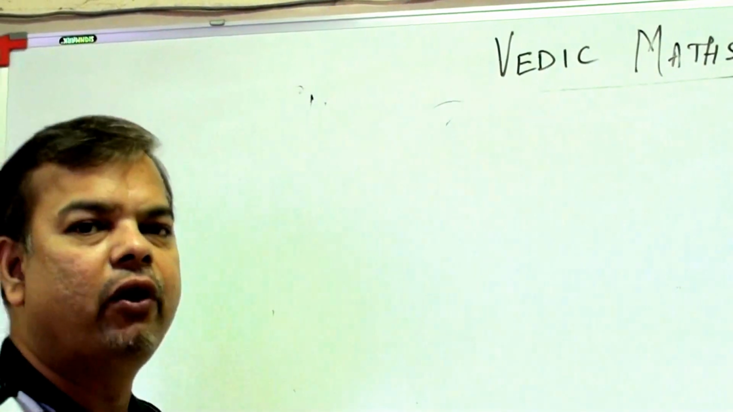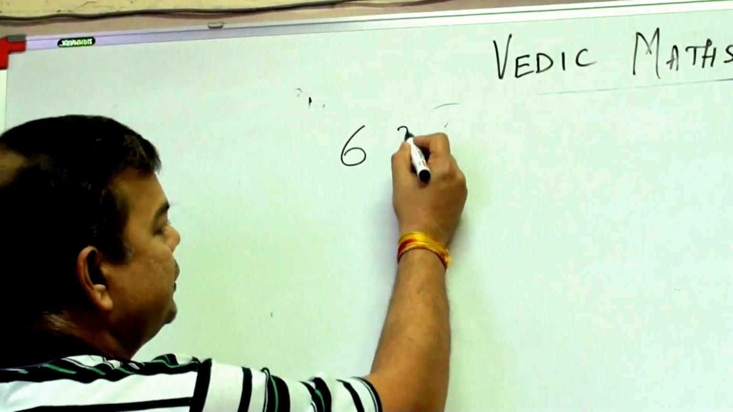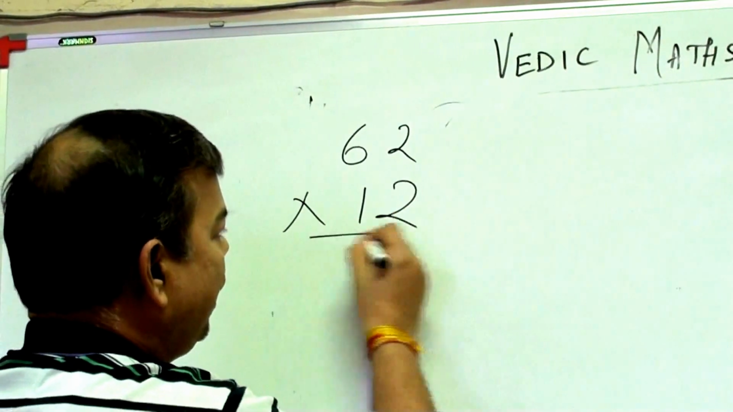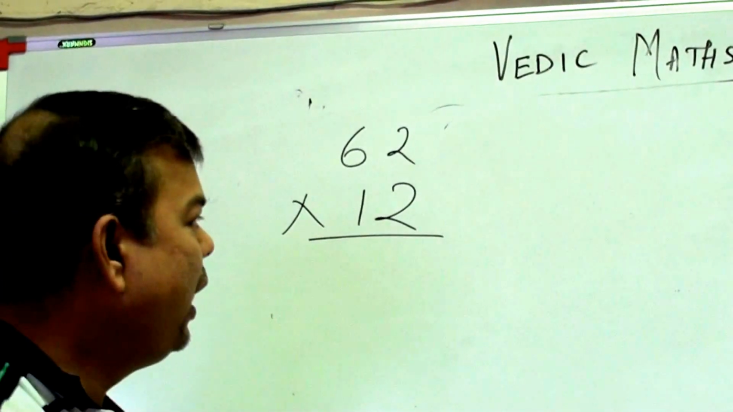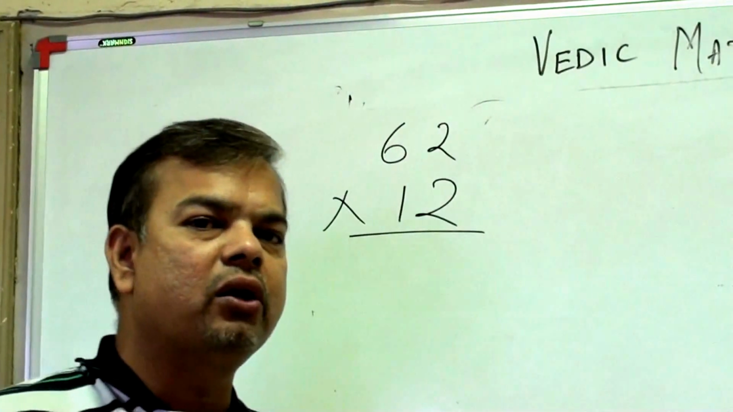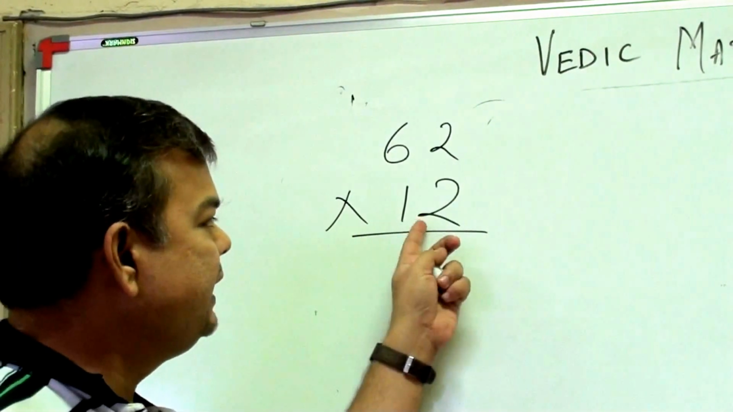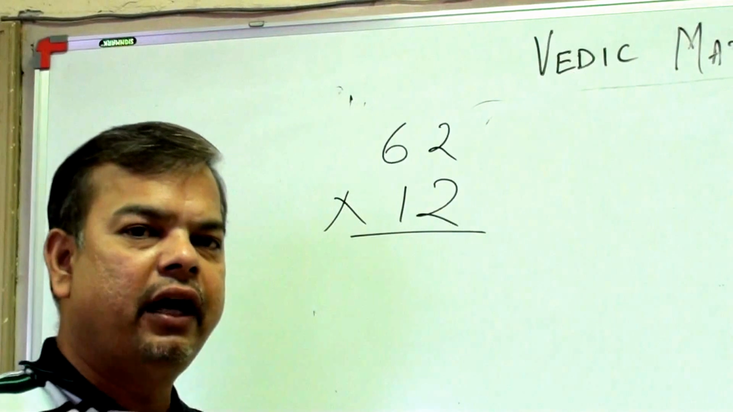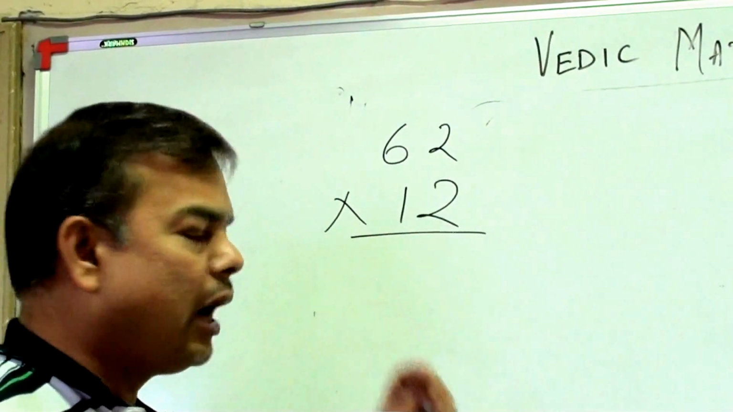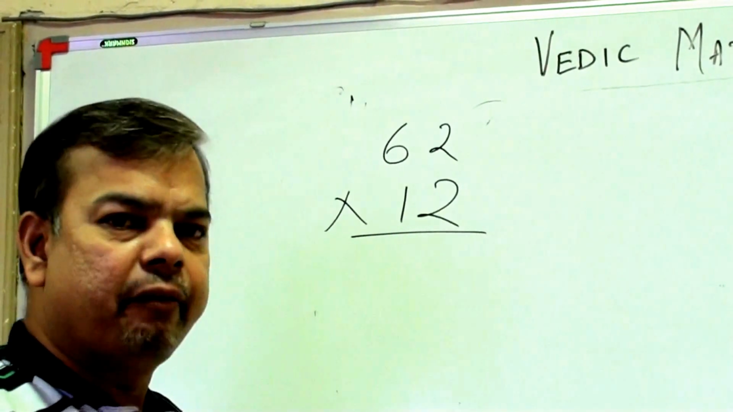For example, we want to multiply 62 with 12. Now here you can see that 12 is close to 10, base 10, but 62 is not close to base 10. But because we can see that 12 is very close to 10 and the multiplication is not going to be difficult, we can always apply the same technique which we have used earlier. In this case, we will select base 10.